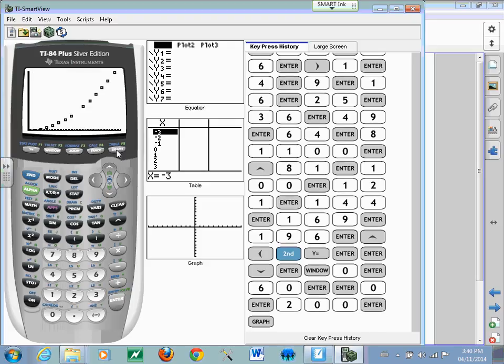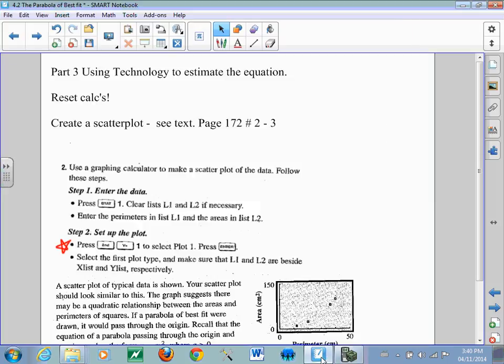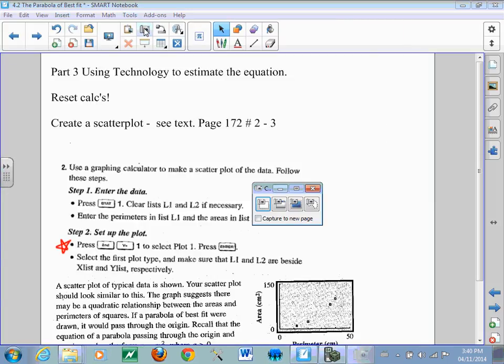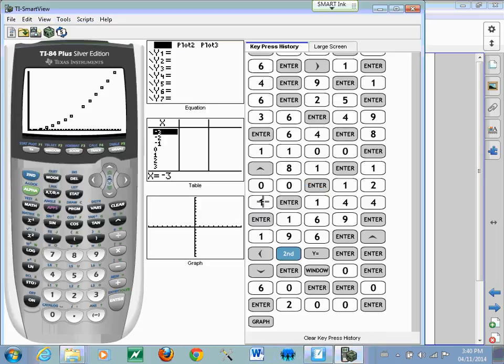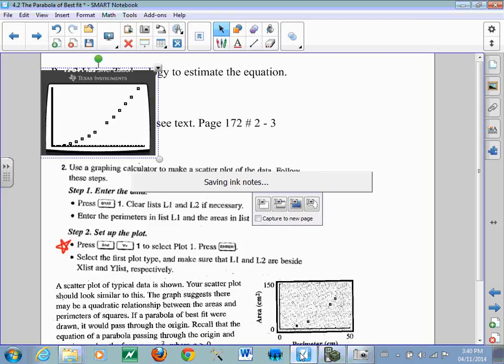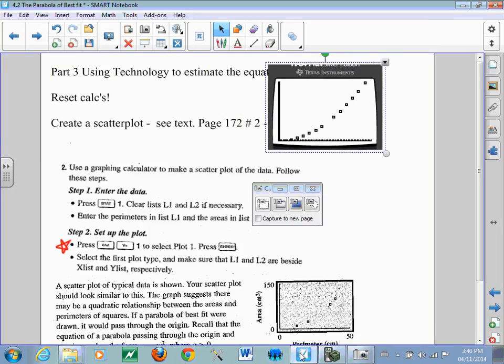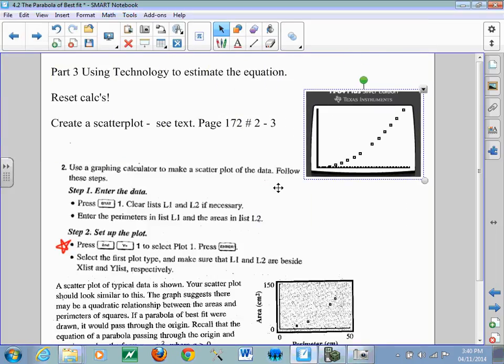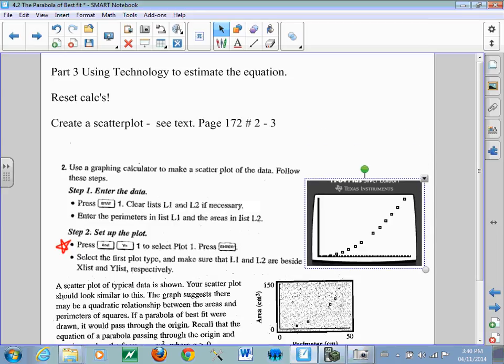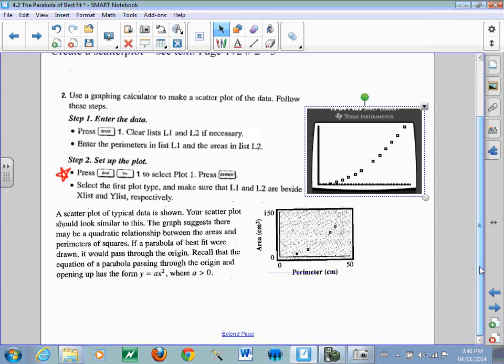Let me see if I can quickly go back and capture that, and hopefully my capturing technology works a bit better. Here we go. So that's what it should look like. Just move it over here. All right, good. Look, that matches the one there. So what we need to do now, folks, is it suggests that there's going to be a quadratic relationship between the areas and perimeters.